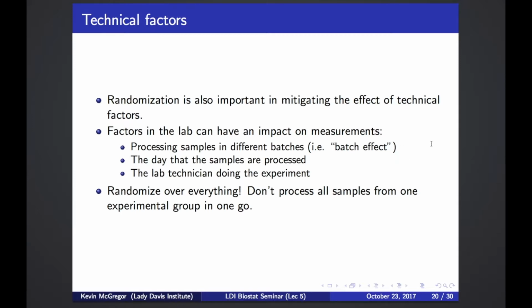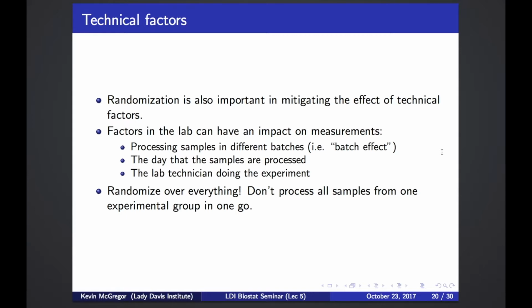One thing that we see very often in statistical genetics is that when you process samples in different batches, you can end up with a batch effect. If you run a bunch of samples in one batch and then run another bunch of samples in a second batch, the mean of your measure is going to be slightly different between those two batches.